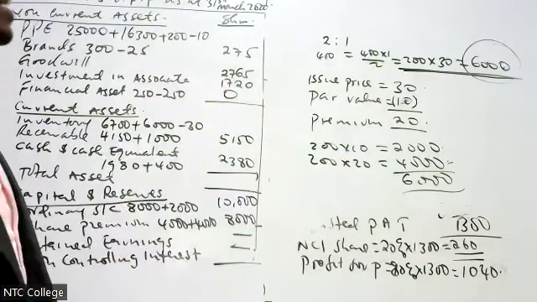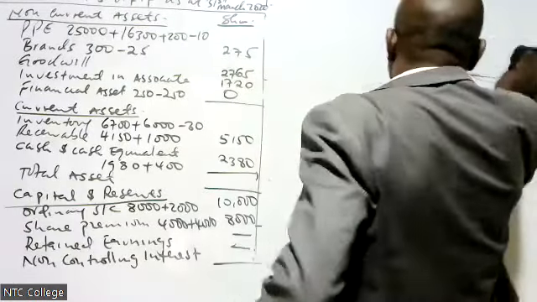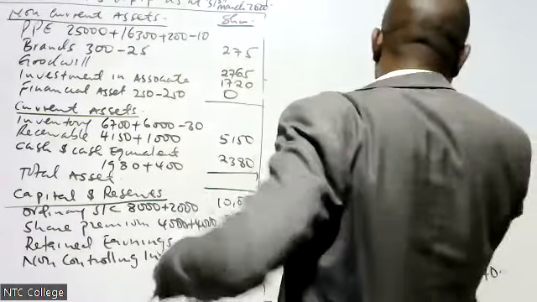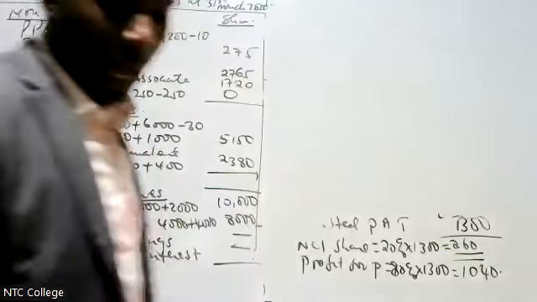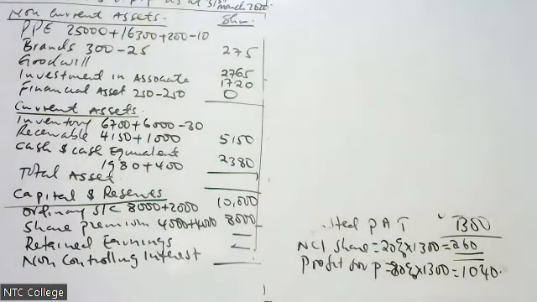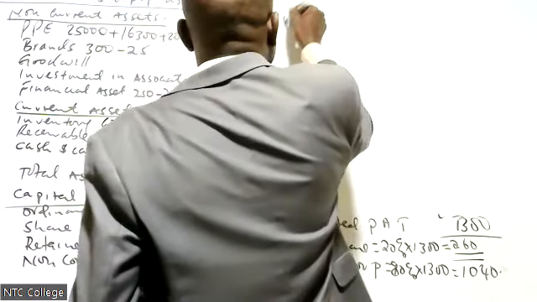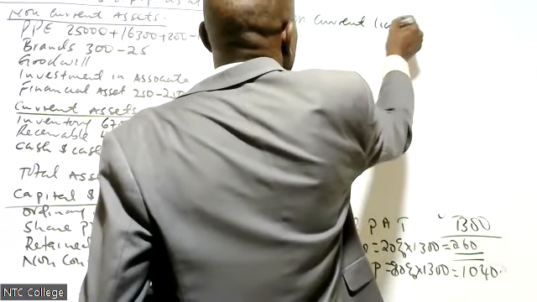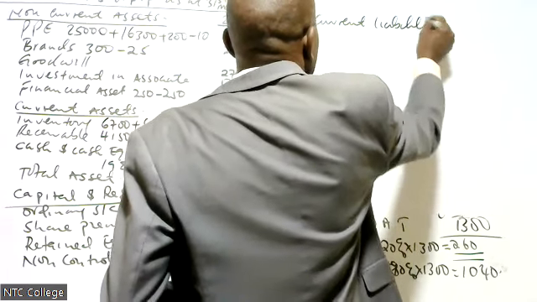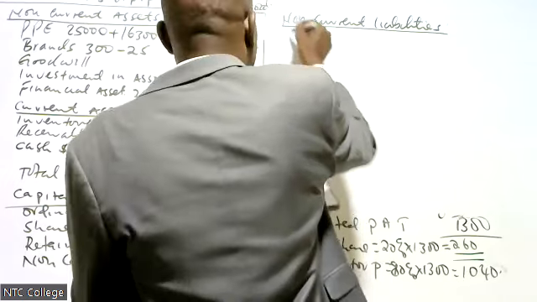I believe the issue of shares we have understood there. Why am I adding? Because it had not been recorded. But suppose it had been recorded, then you don't add. Then we come to non-current liabilities. We come to non-current liabilities. I have loan.